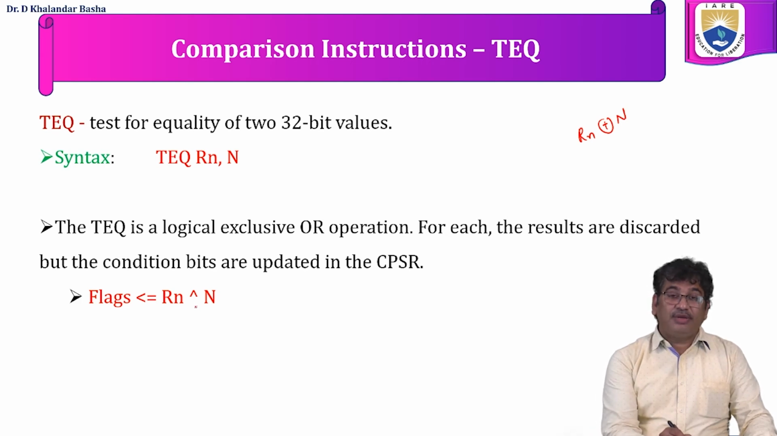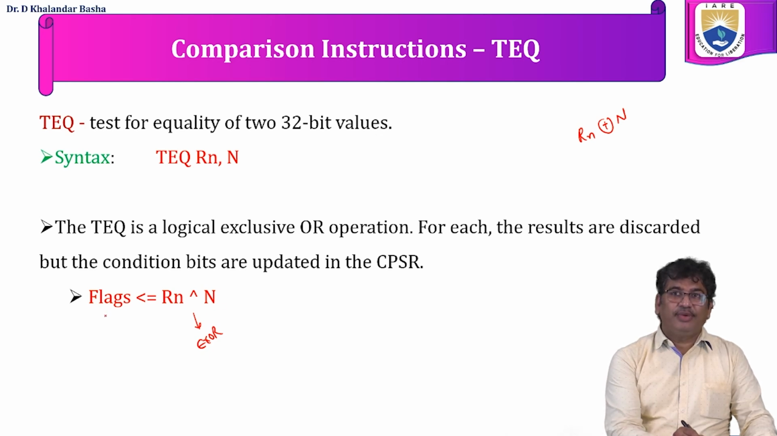So this instruction will perform the exclusive OR, that is XOR operation between Rn register contents and N value. Based upon the result which is obtained after this logical XOR operation, the flags will be affected in the CPSR register.